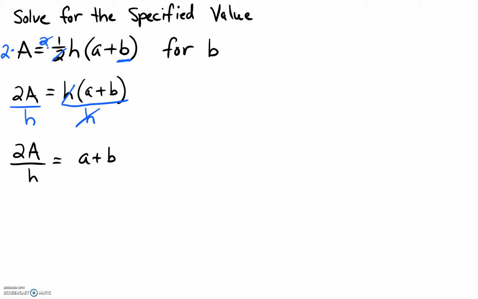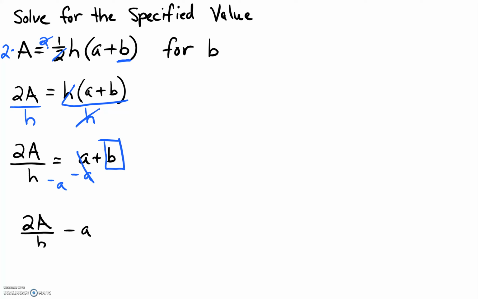So again, keep in mind what we want to do is we want to get the lowercase b by itself. So right now the only thing that's separating us from having it by itself is it's being added to a. So we can subtract a from both sides, lowercase a that is, and that's going to cancel that out, leaving us with just b on the right hand side. So on the left hand side we now have 2 multiplied by capital A over h minus lowercase a.